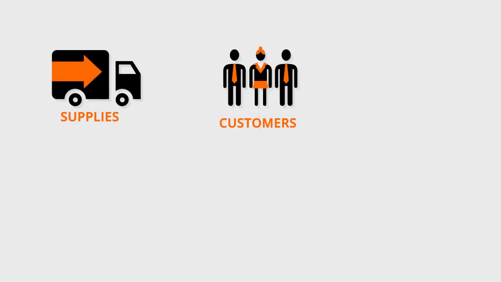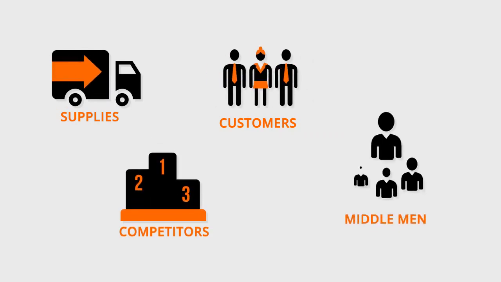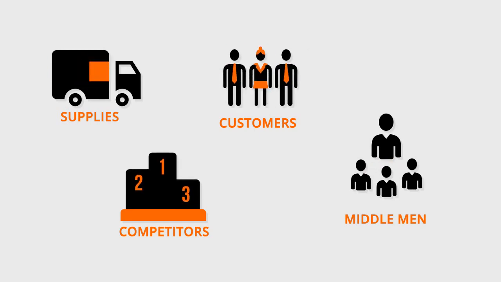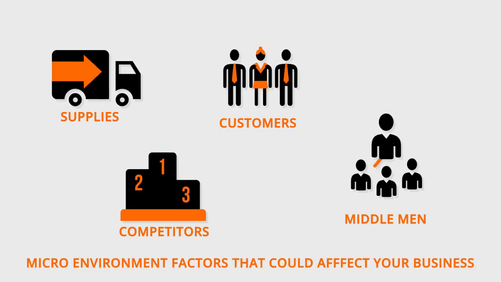Now, the suppliers are part of the value chain, the chain that supplies you those materials that you need to be able to get the finished good or service to your customers. Your competitors, of course, are those that have the substitute to the product or service which you have. And of course, the middlemen are part of those people that could be the break between yourself and your customer. It's important to know all of these micro marketing environment factors that could affect your business.